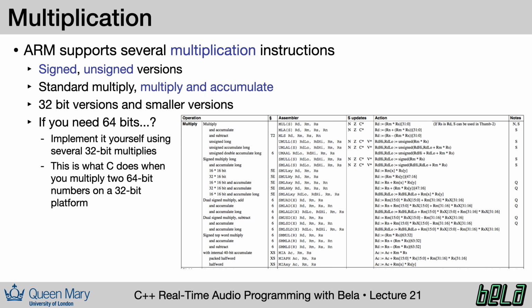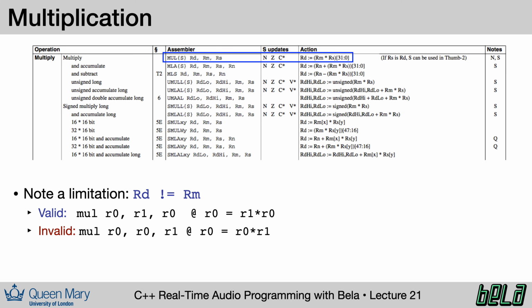Now, the multiplication instruction on the ARM processor has a slightly peculiar limitation, which is that the output register, RD, cannot be the same as the first of the input registers, RM. So you can write an instruction that says R0 is equal to R1 times R0, but you cannot write R0 is equal to R0 times R1. If you try to do this, the assembler will give you an error. In practice, this isn't much of a constraint since you can always turn the order of operations around, but it's just something to remember. This caveat also applies only to integer multiplications. We'll look at floating point multiplications later on.